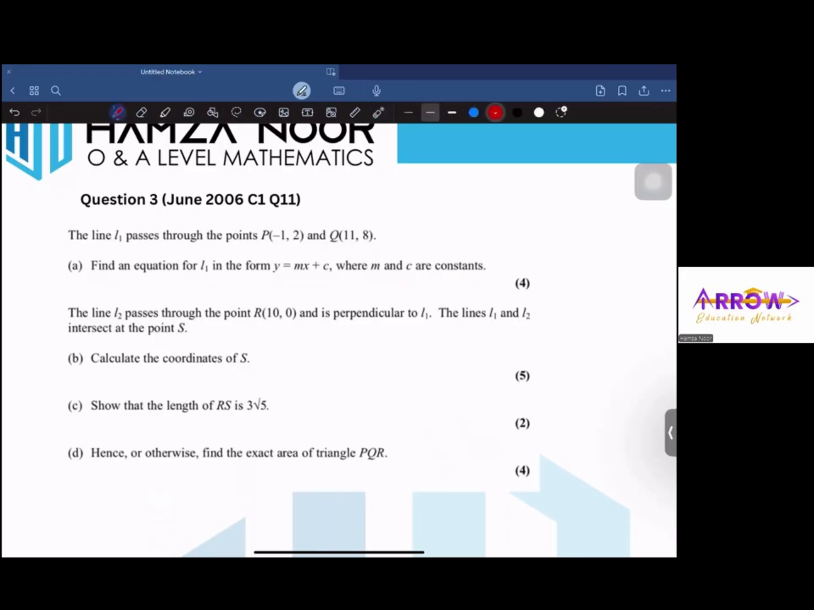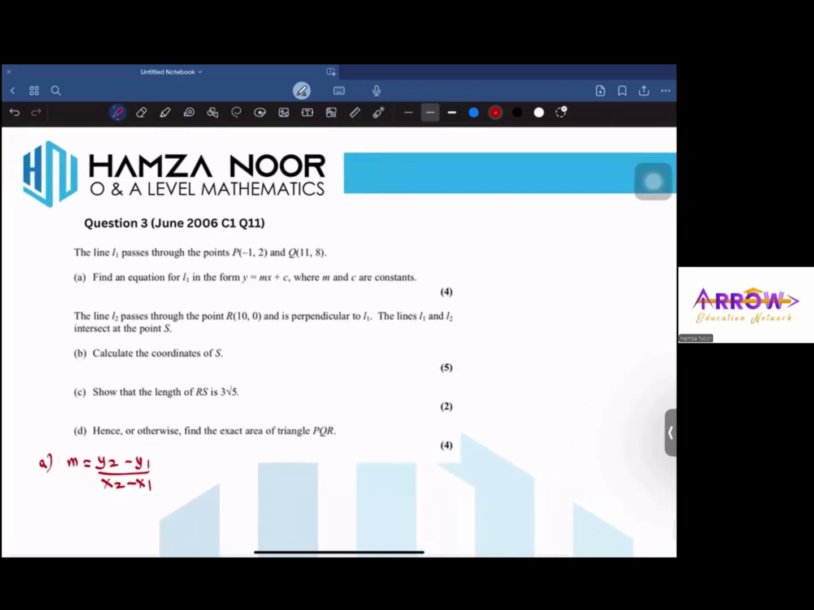First thing first, we are going to find the gradient of the line PQ. In order to find the gradient of the line, the formula is (y2 - y1) divided by (x2 - x1), meaning change in y coordinates divided by change in x coordinates. So the gradient of the line PQ is 8 - 2 divided by 11 - (-1). 8 - 2 is 6 and 11 + 1 is 12. So the gradient of the line PQ is half.